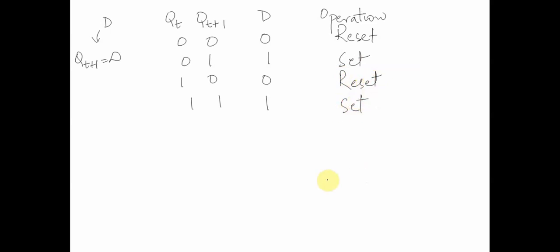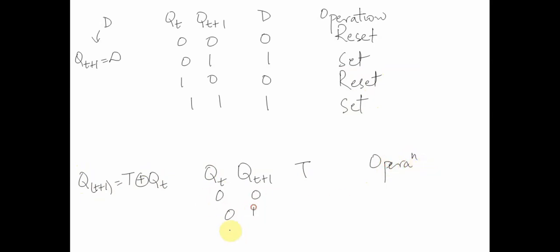Correct? Now similarly for T, we know Qt plus 1 is equal to T XOR with Qt. Now if we have Qt plus 1, T, we have to figure out the operation. Possible combinations are 0, 0, 0, 1, 1, 0, and 1, 1. If my next state is to be 0 and my present state is 0, what has to be the value of T? T has to be 0, because if T is 1, T XOR with Qt would become 1. So this has to be 0. So this state is nothing but a no change state.